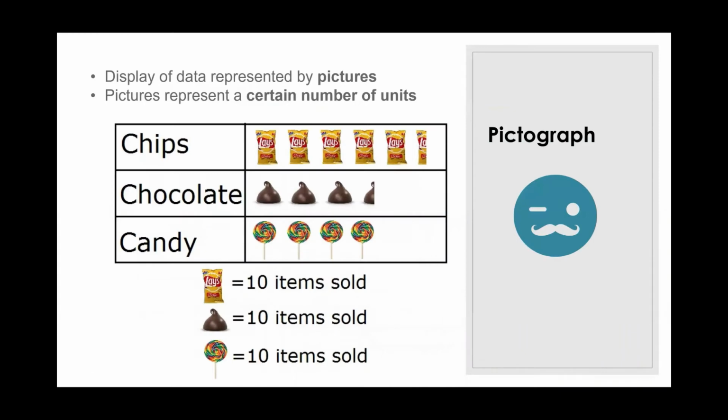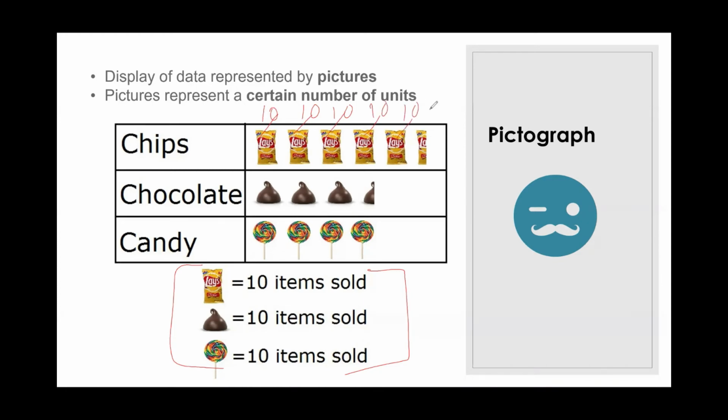The next type of data graphing tool we're going to talk about is a pictograph. Again, it's a display of data represented by pictures. Each picture can represent a certain number of units, and usually you're given what we call a key. Here our key tells us that 1 bag of Lay's equals 10 items sold. Then 1 chocolate chip equals 10 items sold, and 1 lollipop equals 10 items sold. So each of these is 10 items sold. Right here, 10, 10, 10, 10.